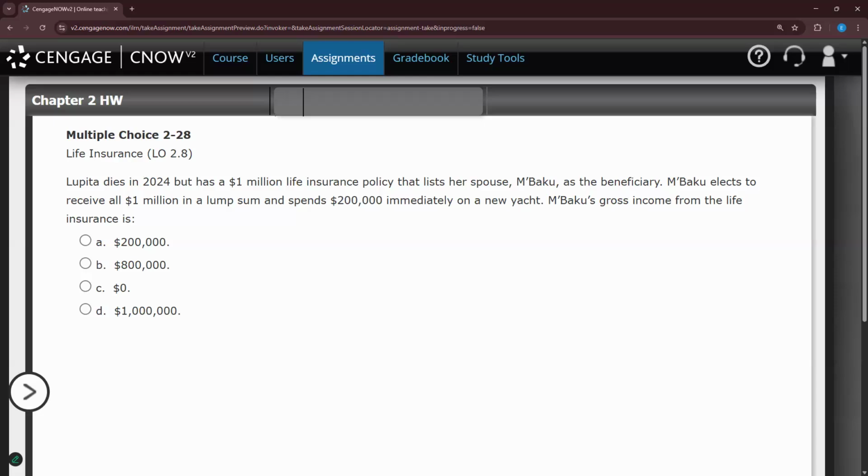But keep in mind, certain requirements need to be met. So Mbaku, in this case, took the full lump sum. He has the $1 million. Now he has his brand new shiny yacht. Hey, it's a lump sum. The IRS says that this amount is not subjected to taxes based on the exclusion. However, if this $1 million was received over a period of years, then it is potentially subjected to taxes. But in this case, $0 is going to be subjected to taxes.